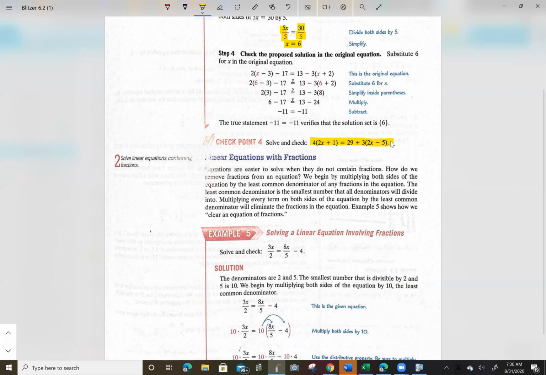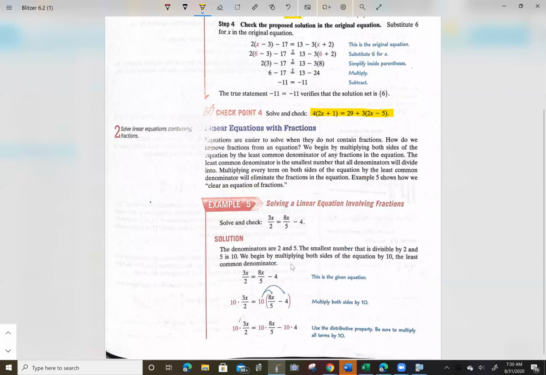Linear equations with fractions. Fractions are fun. That's what the F stands for in fractions. It does not stand for whatever you're thinking in your head right now.